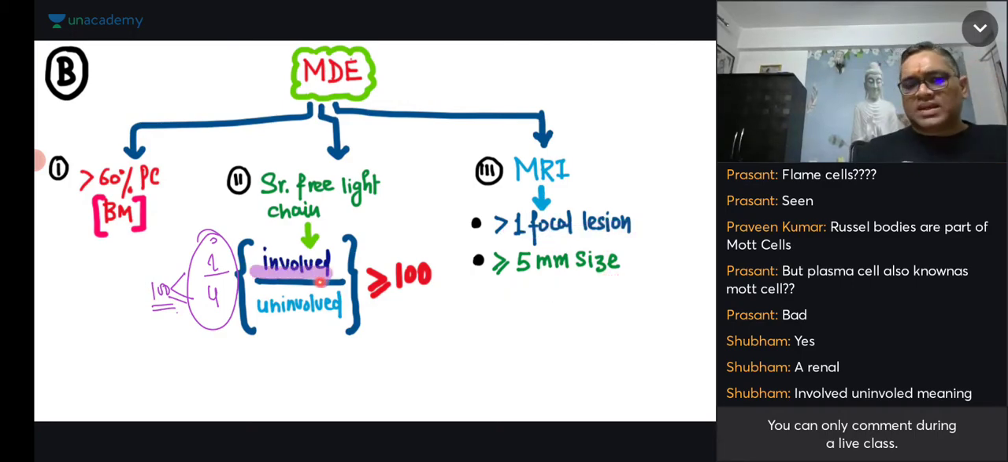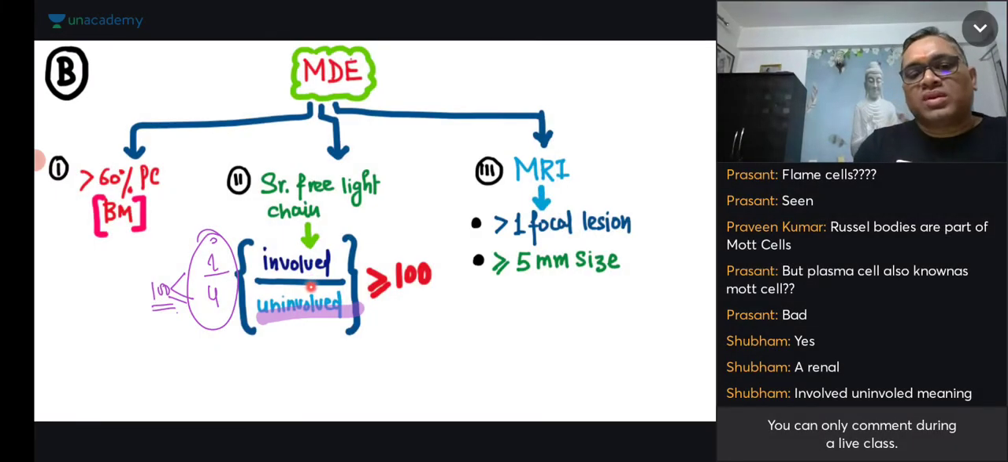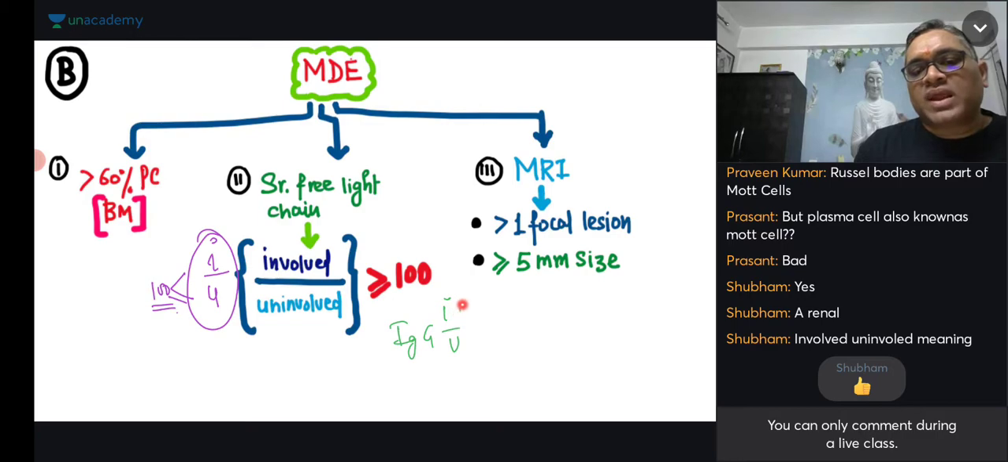Involved means monoclonality is there, mutation. Uninvolved means they are not monoclonal. Involved means monoclonal protein; if they have mutation, only then will they become monoclonal. If there is no mutation, they are uninvolved. Suppose you are talking about IgG: IgG involved and IgG uninvolved. Involved means mutant, monoclonal protein; uninvolved means normal, reactive type. That is what we are going to measure here.